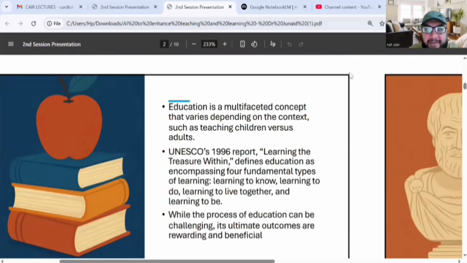Education is a multifaceted concept that varies depending on the context, such as teaching children versus adults. UNESCO 1996, Learning: The Treasure Within defines education as encompassing four fundamental types: learning to know, learning to do, learning to live together, and learning to be. While the process of education can be challenging, its ultimate outcomes are rewarding and beneficial.